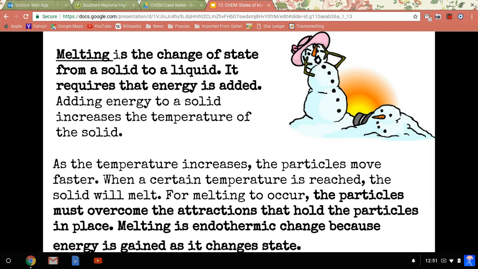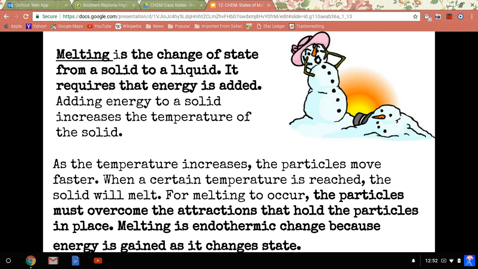All right, our first phase change is melting. Melting is the change of state from a solid to a liquid. To get something to melt, you have to add energy. So energy is required to go from that solid phase to the liquid phase. That energy is used to overcome the attractions that hold those particles together. So since you're putting energy in to make melting happen, it's an endothermic process.